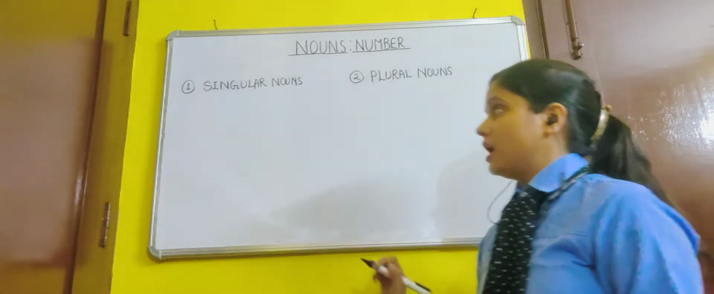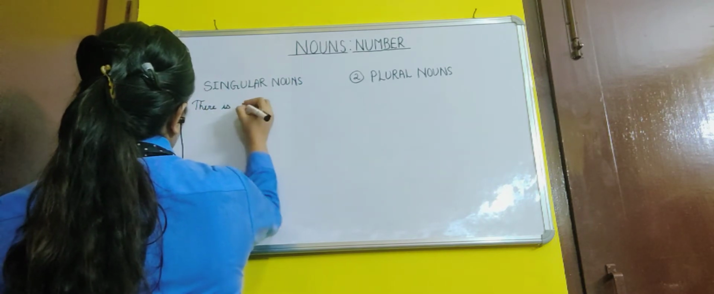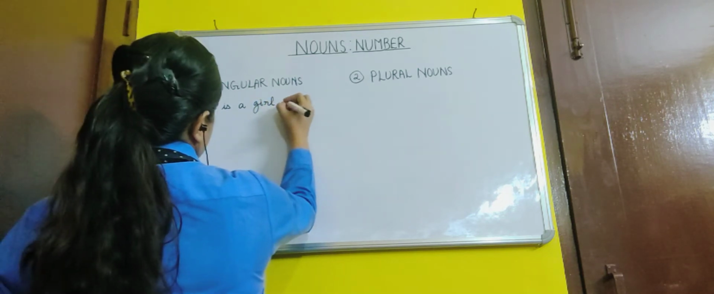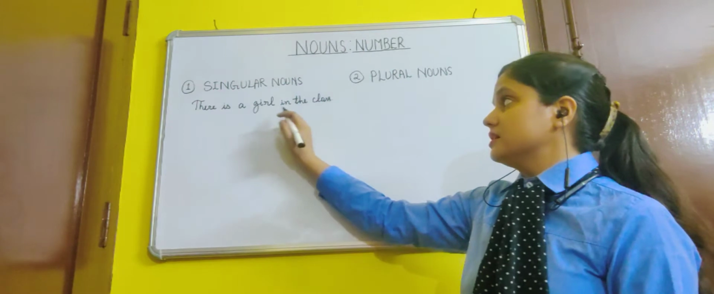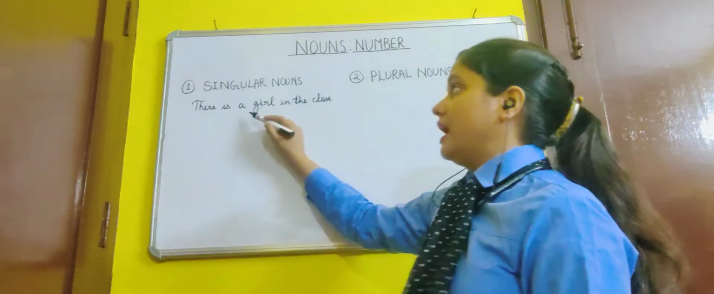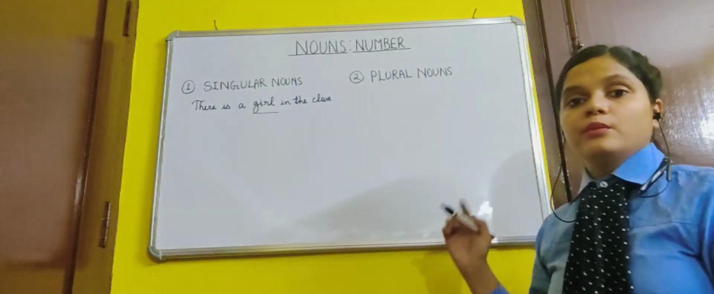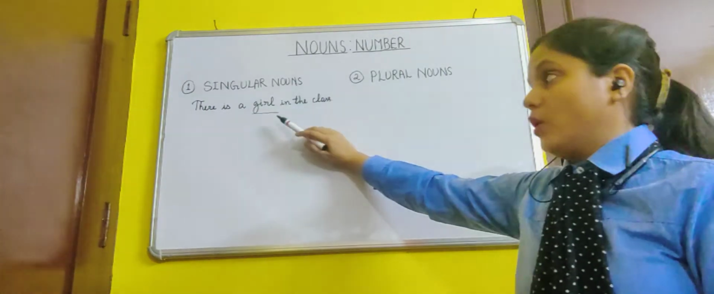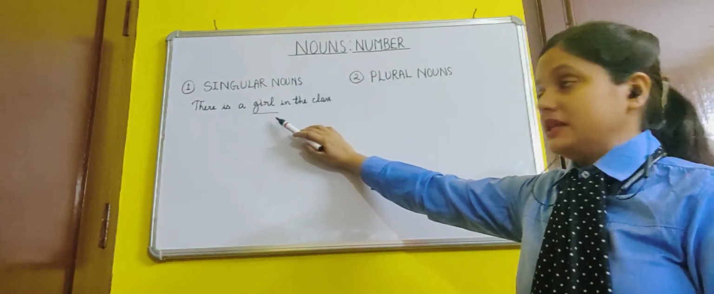If I say there is a girl in the class, here I am referring to a single person. It means here I mentioned only one girl. So I will use the noun in singular form.